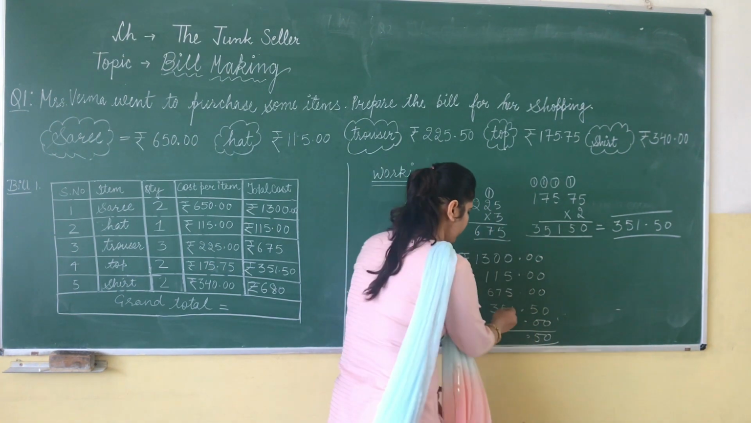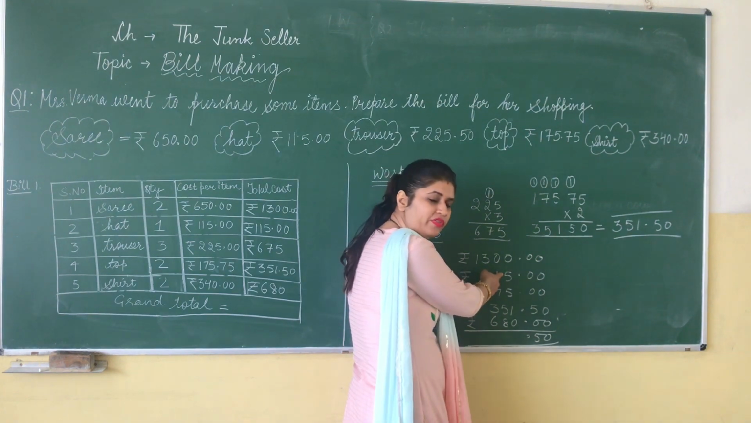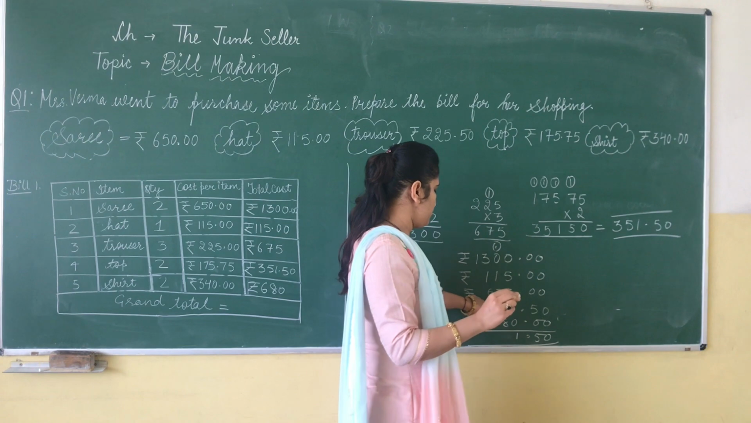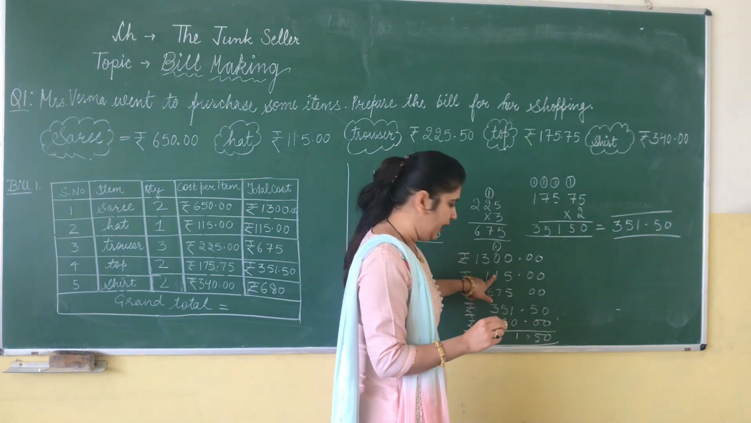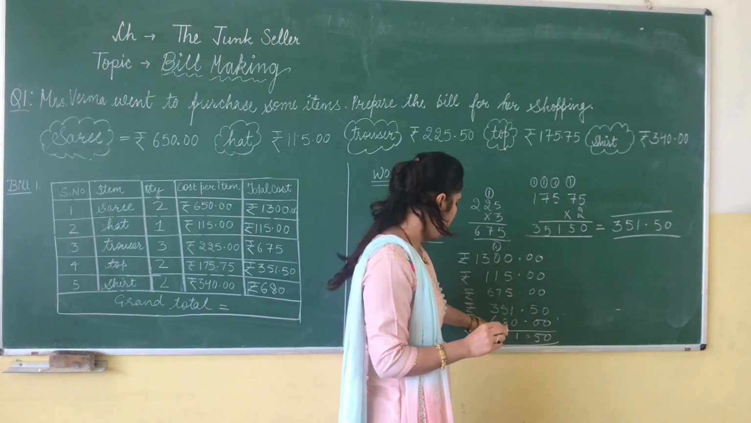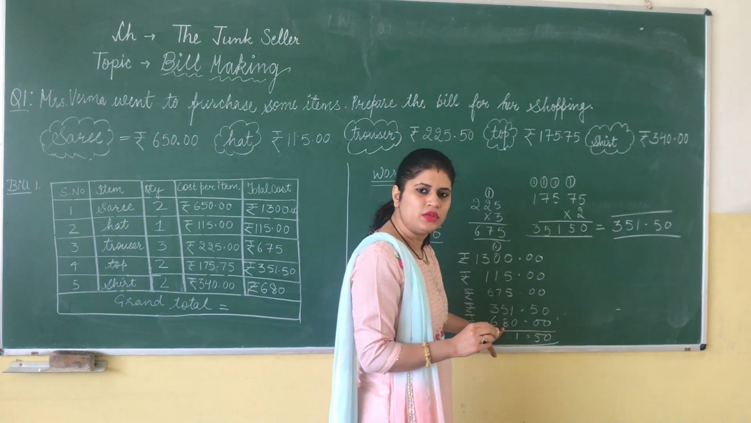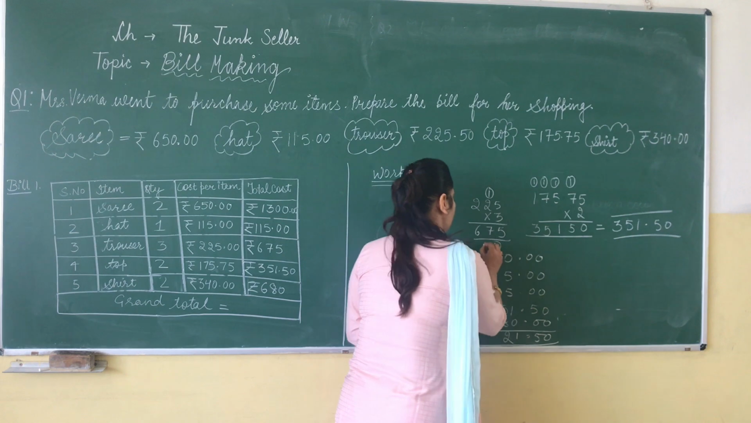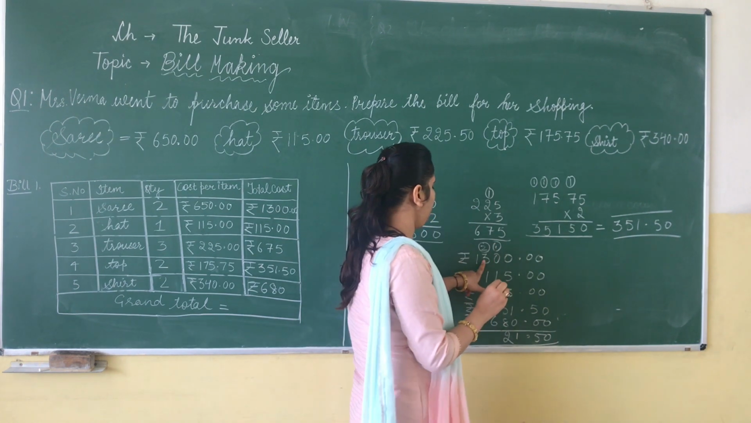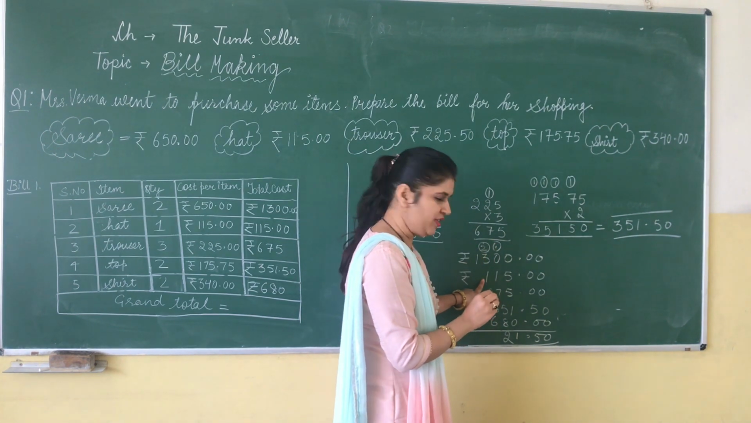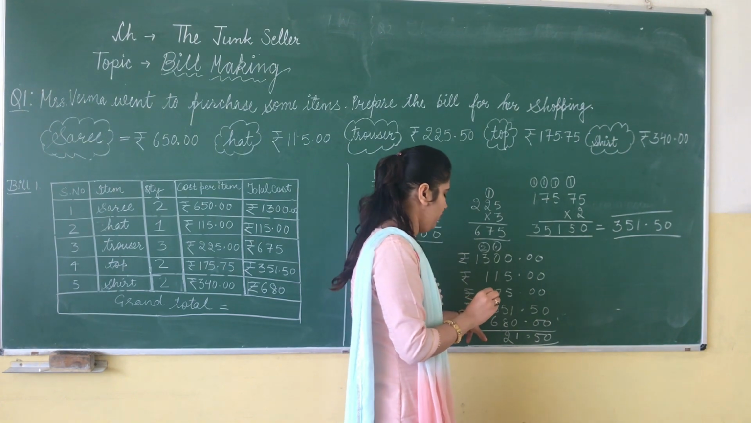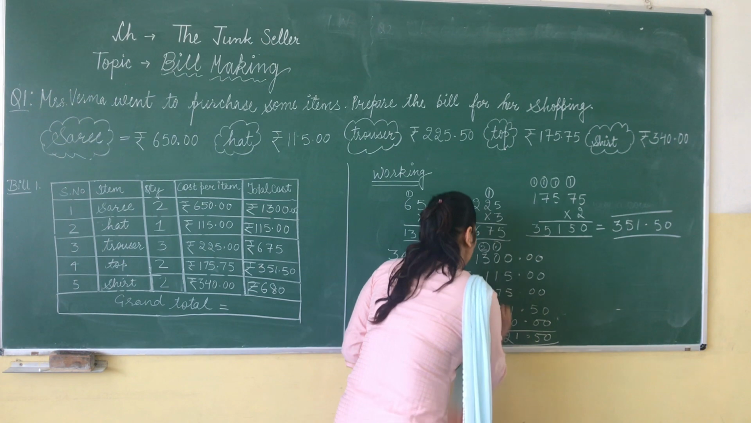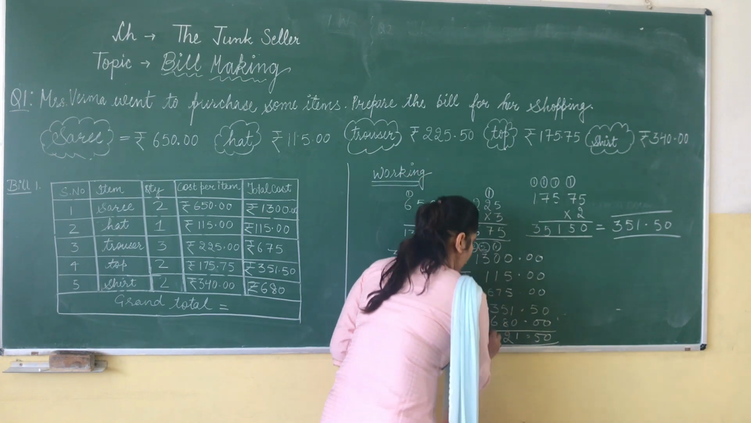0 plus 5 is 5, plus 5 is 10, plus 1 is 11, 1 carry forward. 7 plus 1 is 8, 8 plus 5 is 13, 13 plus 8 is 21, 21 plus 1 is 22. 3 plus 2 is 5, plus 1 is 6, 6 plus 6 is 12, 12 plus 3 is 15, 15 plus 6 is 21. 2 plus 1 is 3.